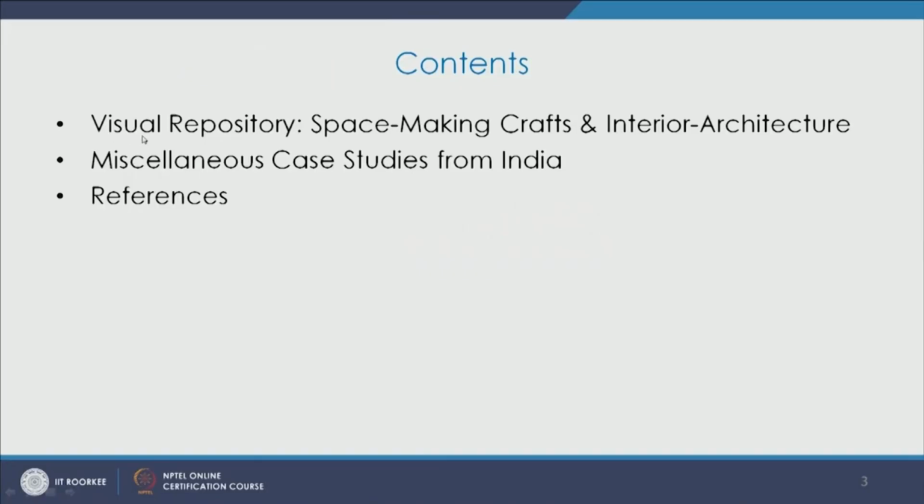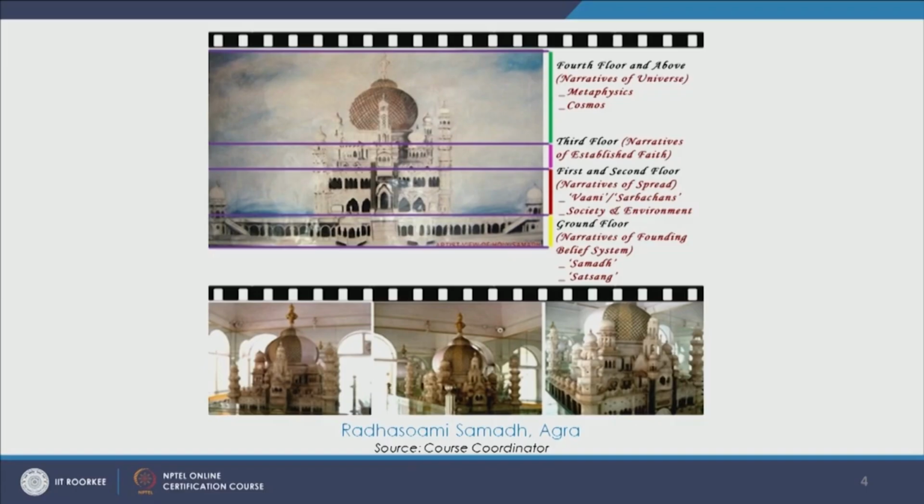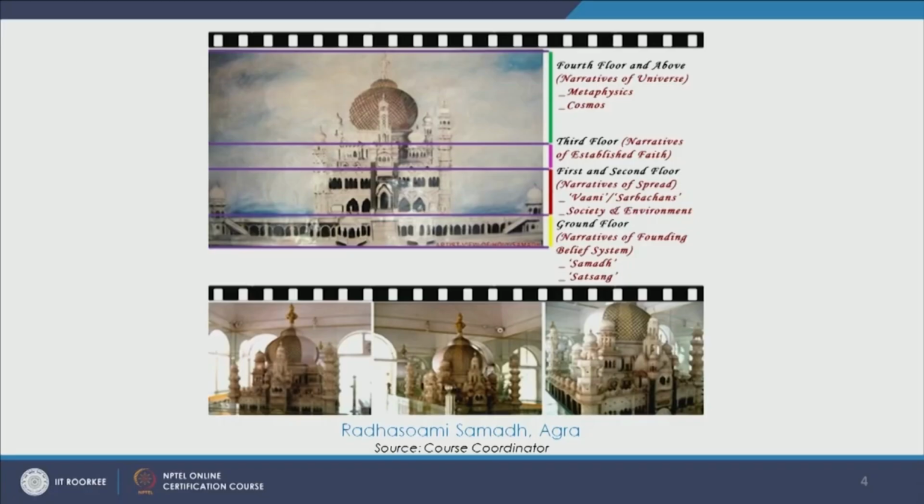So the broad contents. Again, we will have a visual repository of space making crafts and interior architecture, and we will explore them through varied case studies from India. They are miscellaneous, all the summary of what all we have been seeing throughout the week, and we have some references. So this is a case study from Agra, which we had elaborately discussed in one of the previous modules. But since I am putting the miscellaneous case studies from India, this one is really very exemplary as far as we are talking about building crafts and interior architecture.